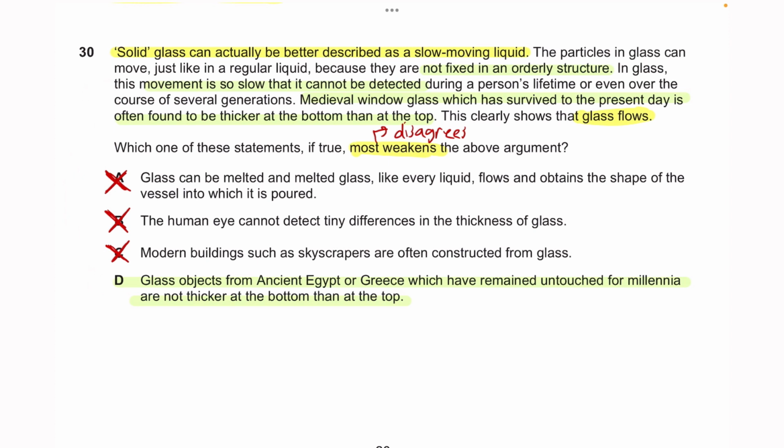And so, boys and girls, this type of question is an assessing the impact of additional evidence question category, and it's about identifying weaknesses.